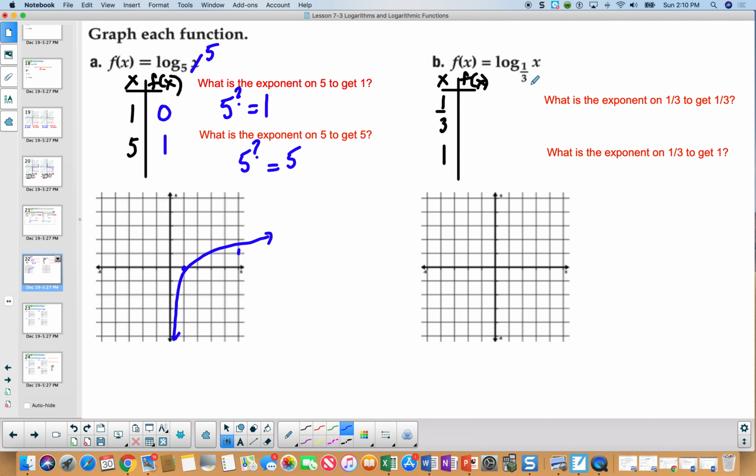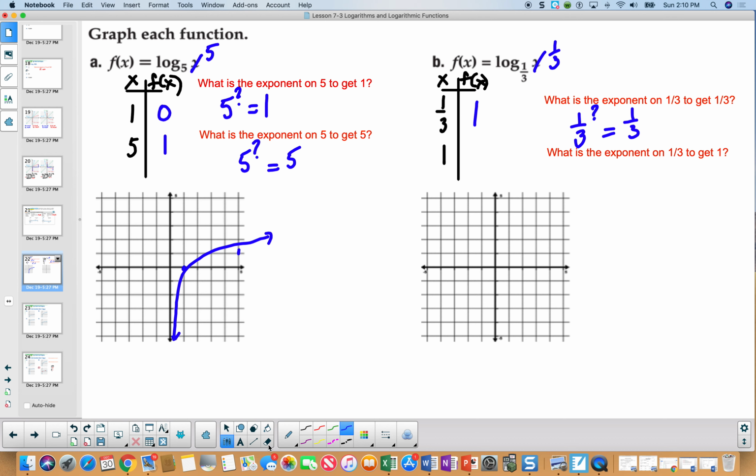Okay, let's go ahead and do this one. Two good points to use are 1/3, the base, and 1. I put 1/3 first because it's smaller than 1. And so I'm going to let this be 1/3 first. And so I'm going to say, what is the exponent on 1/3 that will give you 1/3? And that answer is 1.